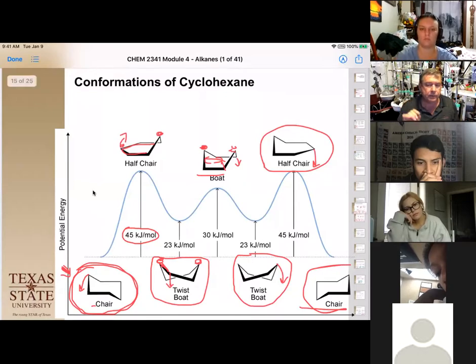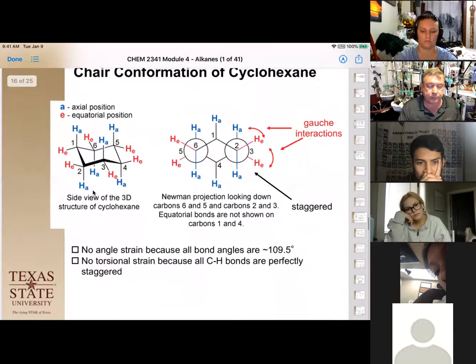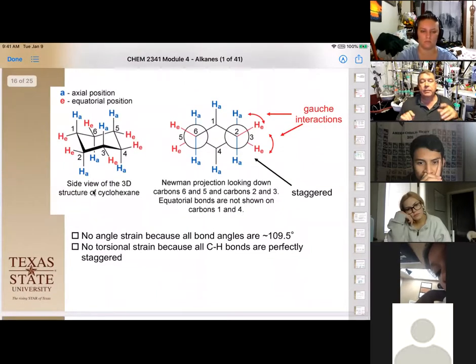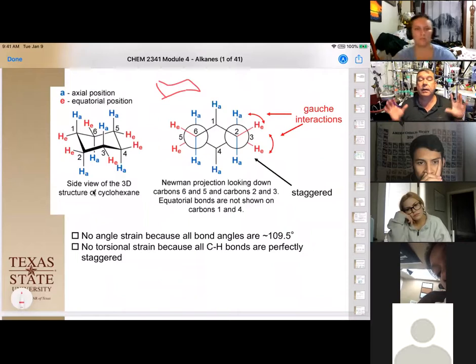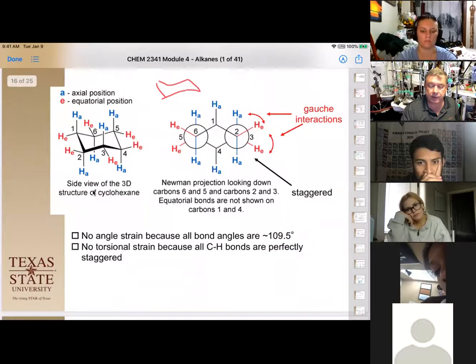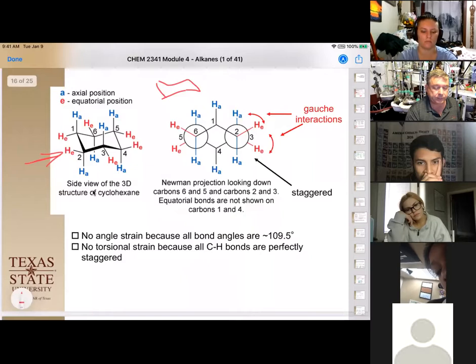So let's look at that in a little more detail. Instead of looking at the chair as that thing that looks like this, let's add some hydrogens to it, and we can see why this is the lowest configuration possible. In this configuration, we have 2 different types of hydrogens. We have these red hydrogens here.